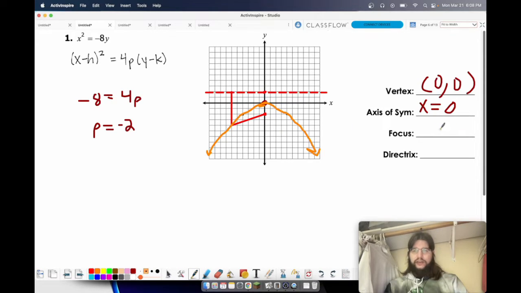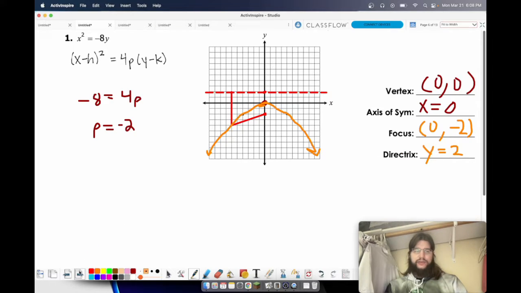It's (0, -2). And the directrix is the equation y equals 2. Yeah, 2, right there. Axis of symmetry and directrix are always going to be perpendicular.